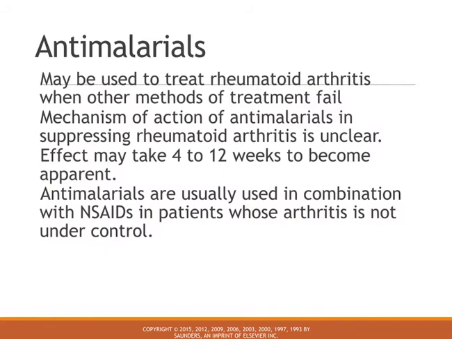Okay, so that brings us to anti-malarial drugs. These can be used off-label to treat rheumatoid arthritis when other methods fail. We don't really know why they help. We just know that they do help, but it takes time. It takes 4 to 12 weeks for the effect to be really seen. And anti-malarials are typically used in combination with NSAIDs to help keep arthritis under control.